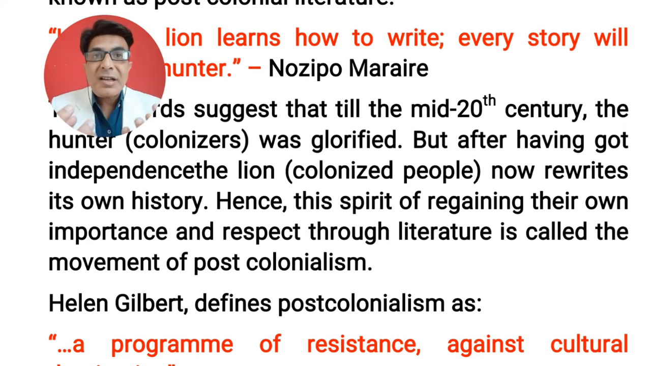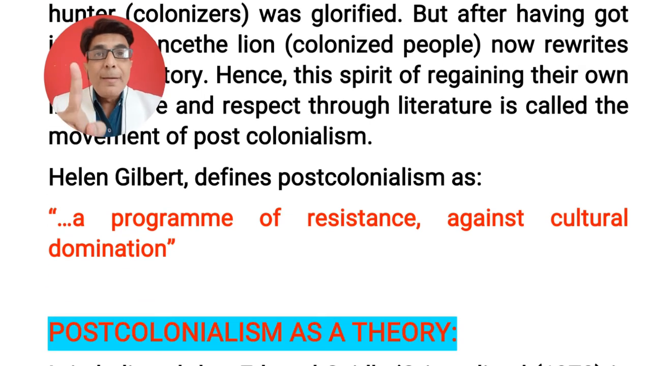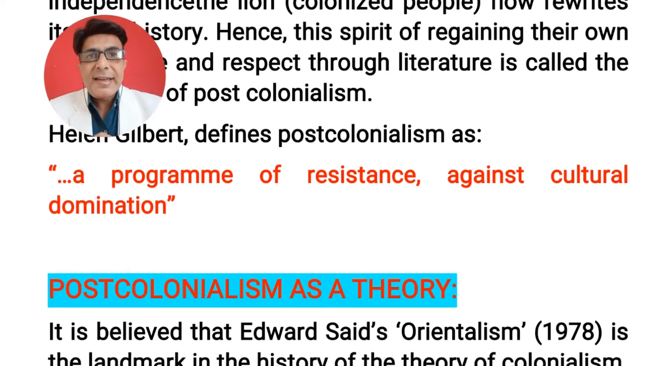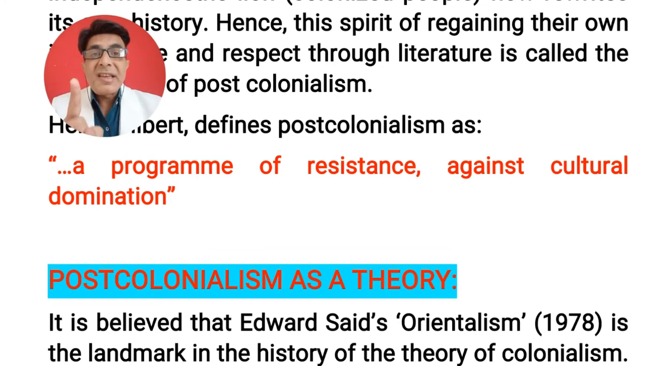So once we got independence from them, then we started rewriting the history. We started rewriting the story, and that rewriting story is known as post-colonial literature. What is post-colonialism? Helen Gilbert, an important critic, has also defined it in a very small statement. Helen says that post-colonialism is a program of resistance. Resistance means protest. You go against somebody, that is called resistance.